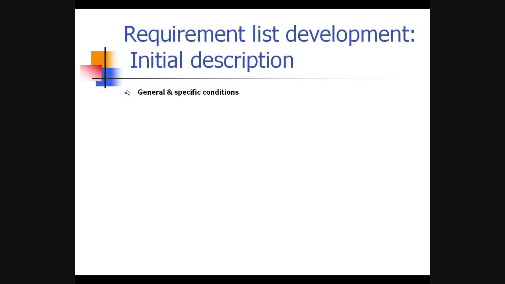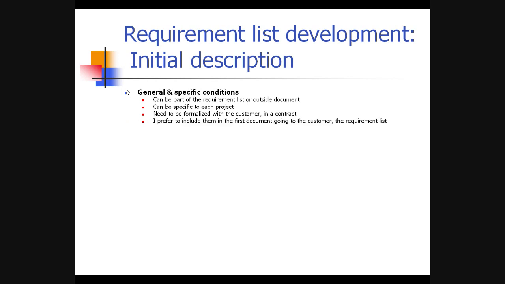So general and specific condition can be your general way of working and your specific condition for that specific project. So it can really be part of the requirement list or an outside document, specific to each project, but it needs to be formalized with the customer in a contract.